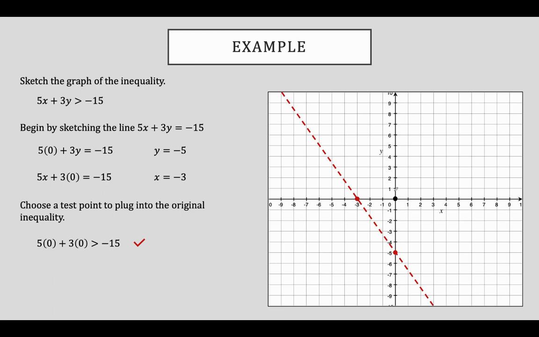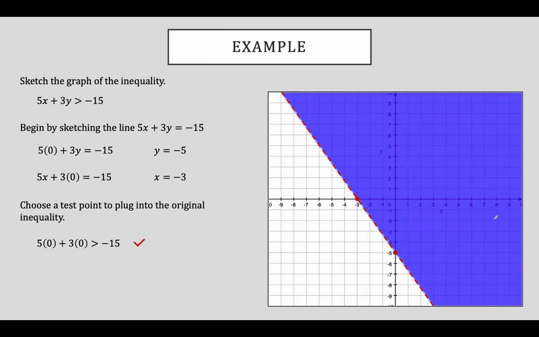Because plugging in this test point resulted in a true statement, I want to shade the region that includes that test point. That means we're going to shade everything up and to the right of our line. And there is our solution set. Any point that is in this shaded region will be a solution to the original inequality.